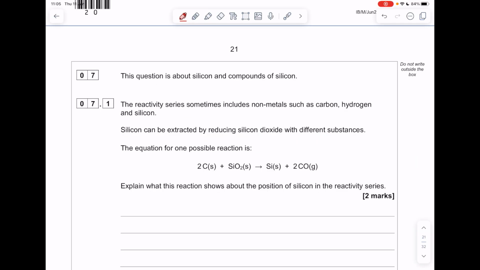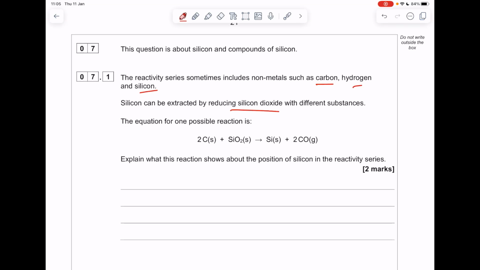This question is about silicon and the compounds of silicon. The reactivity series sometimes includes non-metals such as carbon, hydrogen, and silicon. Silicon can be extracted by reducing silicon dioxide with different substances. The equation for one possible reaction is this. Explain what this reaction shows about the position of silicon in the reactivity series. So we have carbon reacting with silicon dioxide, producing silicon and carbon monoxide. Really what this is saying is that silicon is less reactive than carbon because carbon is displacing it.